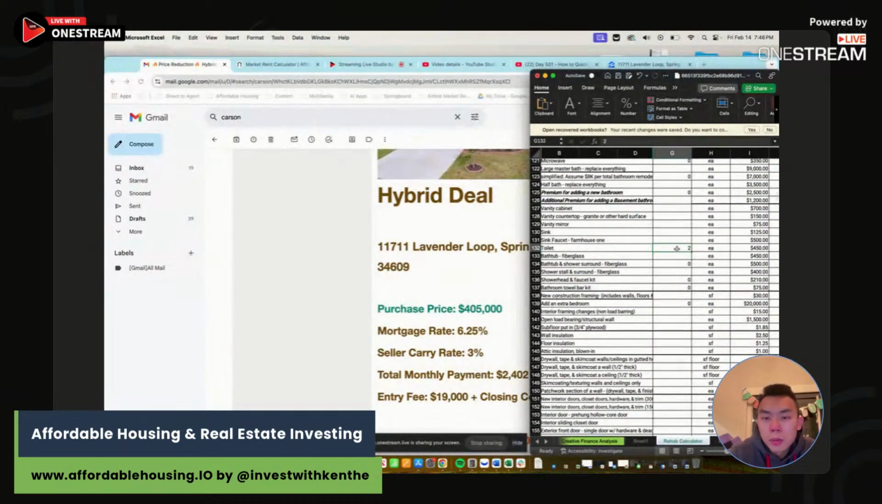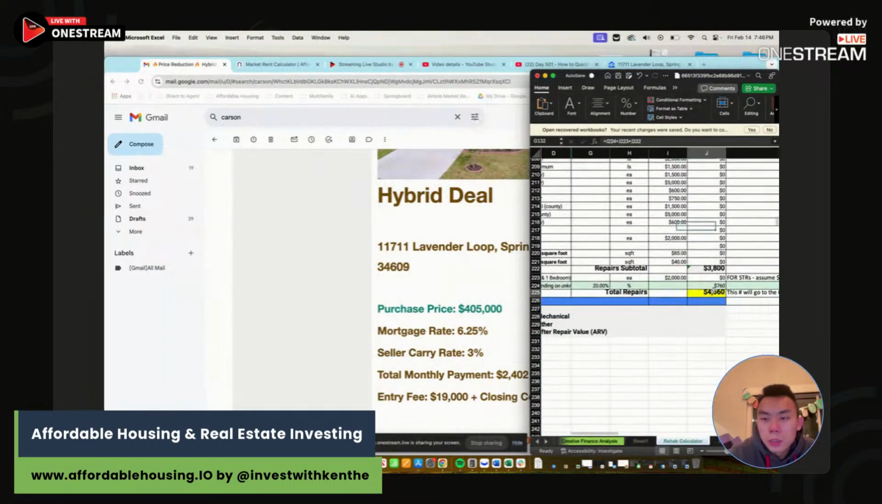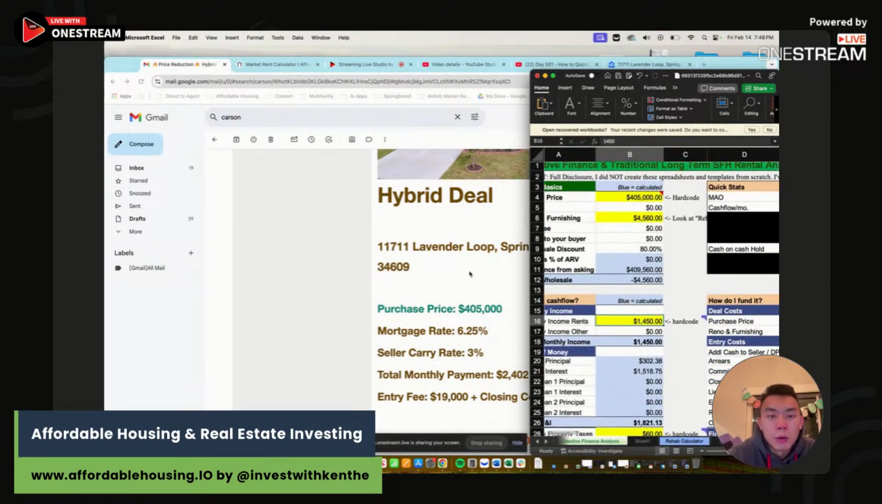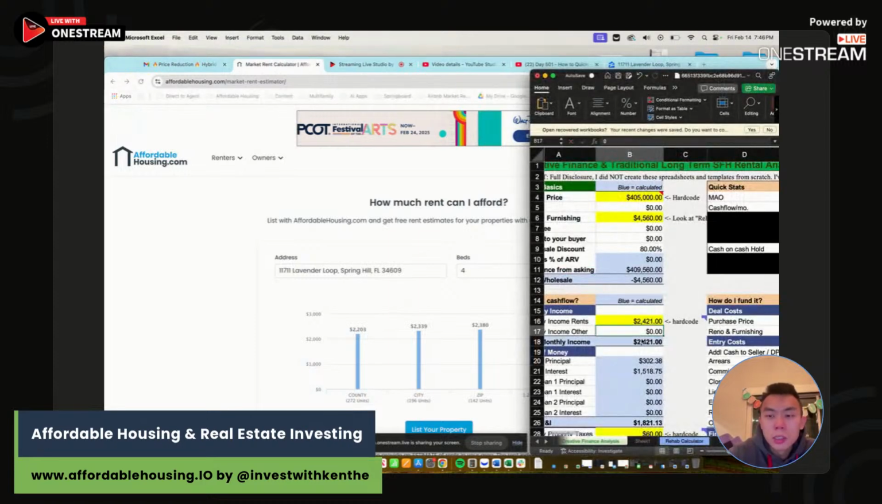I've got 2 toilets I replaced with high-pressure flush toilets. And that's pretty much it. That gives me a total rehab of $4,500 just to have some buffer, right? Now, my rent, I got that right from affordablehousing.com, $24.21.